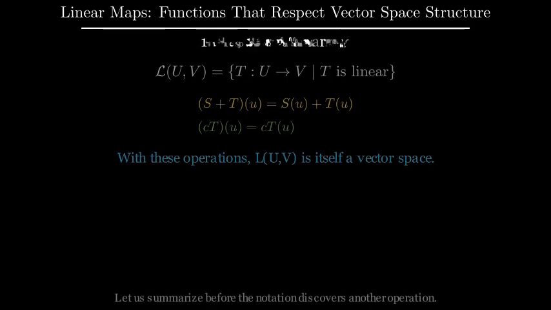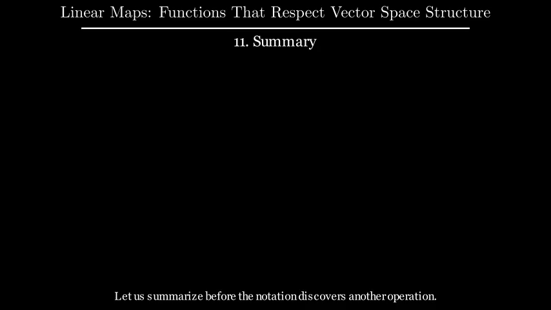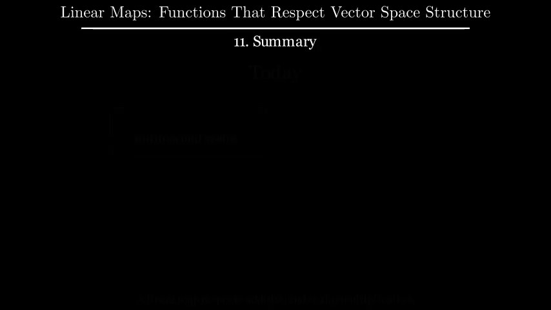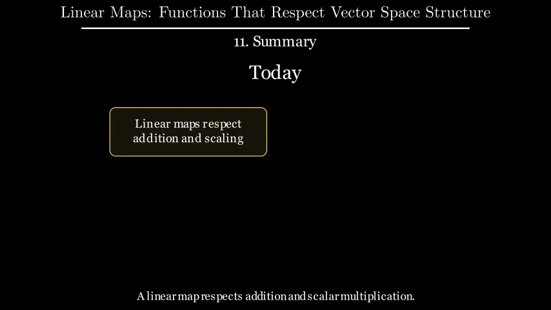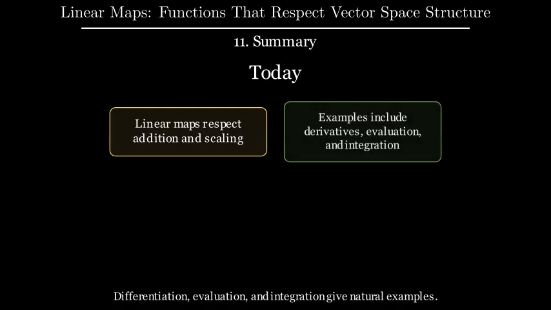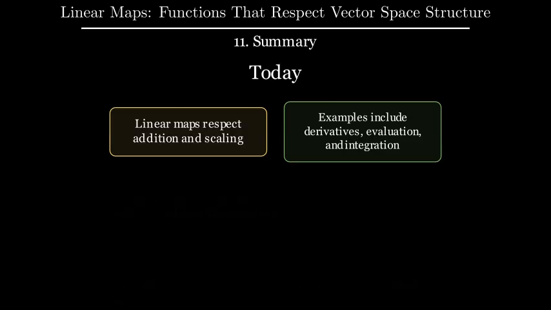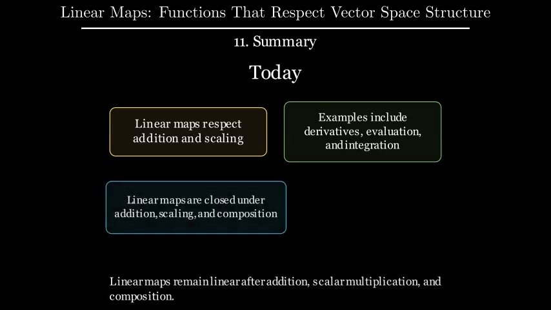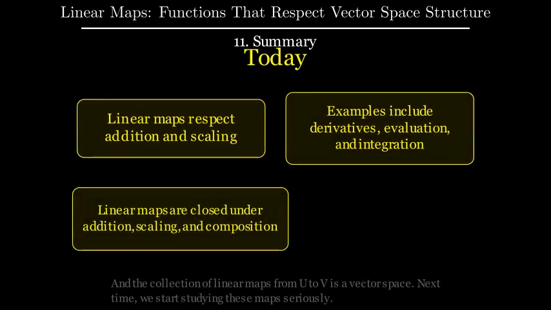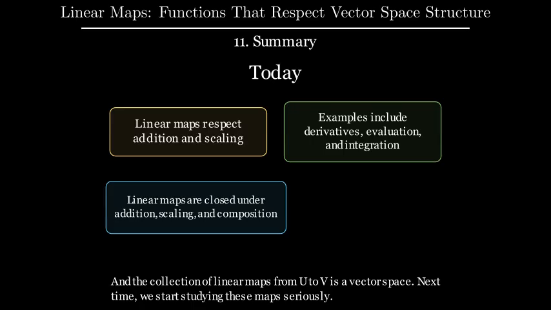Let us summarize before the notation discovers another operation. A linear map respects addition and scalar multiplication. Differentiation, evaluation, and integration give natural examples. Linear maps remain linear after addition, scalar multiplication, and composition. And the collection of linear maps from U to V is a vector space. Next time, we start studying these maps seriously.